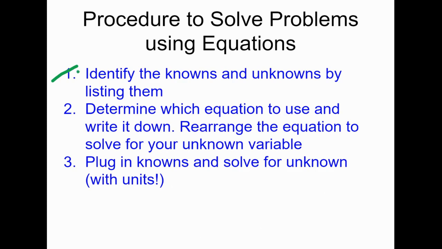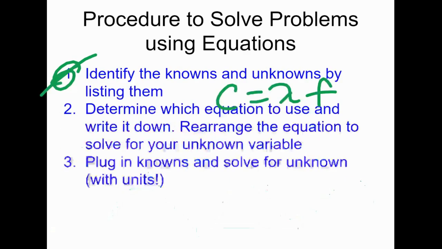So again, number one, right, is to identify the knowns and unknowns. When we read the problem, what do we know and what are we trying to find? We'll list that out. I'll show you in just a second. Number two, from that information, what equation are we going to use? Now, I'll give you a hint. In this, we're always going to be using this equation that I just showed you back here, right? Because all of these problems have to do with waves. But as I said, in the future, it might help you pick the correct equation.